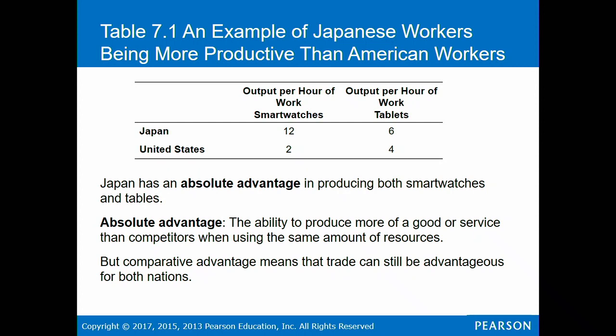So Japan has the absolute advantage in making both. But thanks to this idea of comparative advantage, despite the fact that Japan can produce both at a higher level, so they're more productive for both of those, we can still engage in trade for both these countries, and both parties can be made better off.